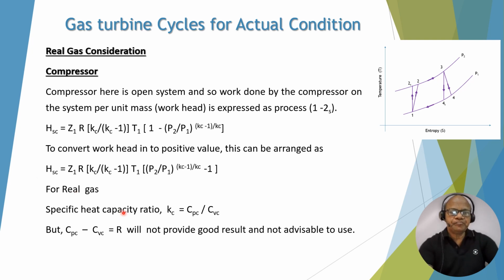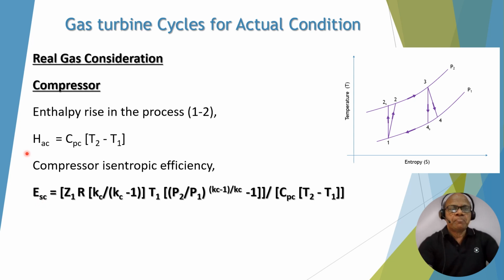For real gas, the specific heat capacity ratio for the compressor is written, C stands for compressor, Kc is equal to CPC by CVC. However, in this case, we need to separately calculate CPC and CVC and then calculate Kc. But you cannot use the formula CPC minus CVC is R, because this will not give a good result, and that is why it is not advisable to use for real gas application. Now for the compressor, enthalpy rise is CPC into T2 minus T1.